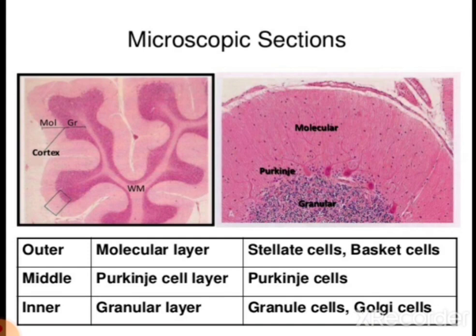So this is the microscopic image of the cerebellum. Here we can see the molecular, Purkinje, and granular layer, the three layers of the cortex. In the molecular layer we have stellate cells or basket cells. Stellate cells are so named because they appear like star-shaped cells. Basket cells appear like a basket. Then in the middle layer the Purkinje cell layer is found, which are pyramidal cells. And in the inner layer, the granular layer, granule cells and the Golgi cells are found.